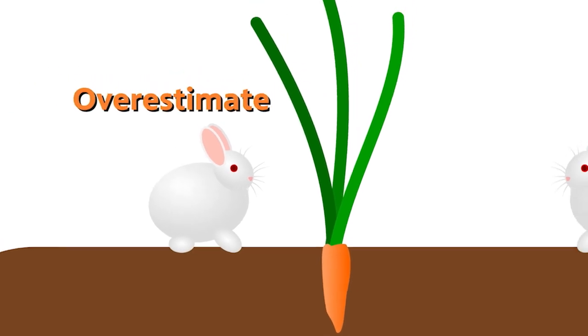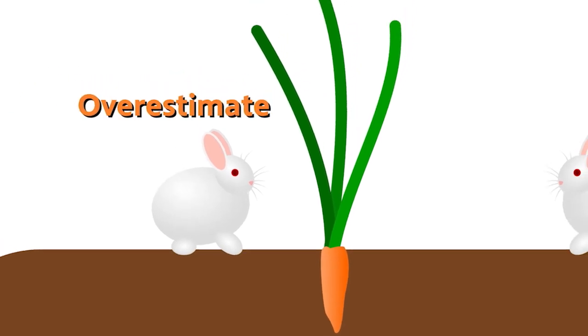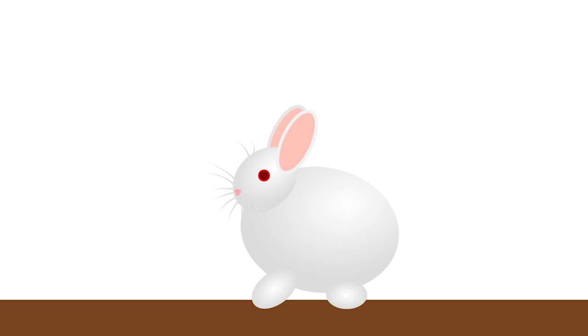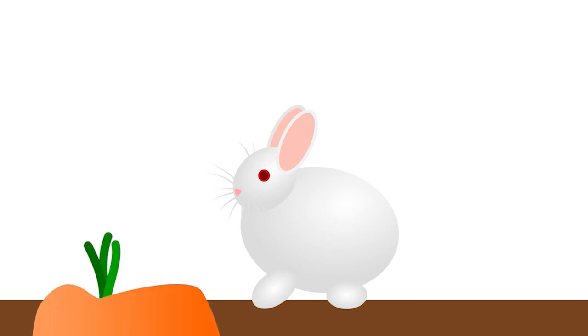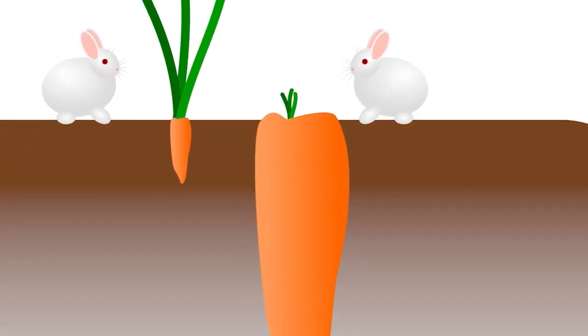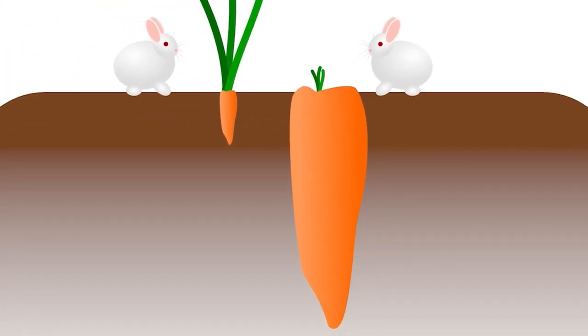He's overestimating what his carrot's going to be. Now this bunny here, what he can see is this tiny little piece that's sticking out of the top. When underneath the ground where he can't see it is this giant juicy carrot. He's underestimating the size of his carrot based on what he can see.